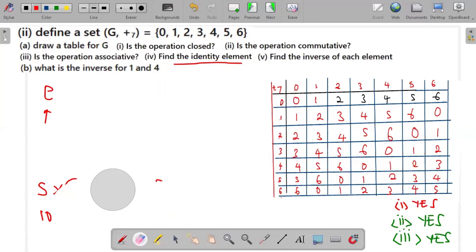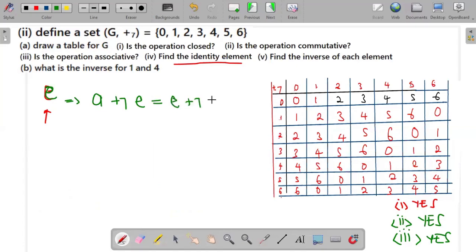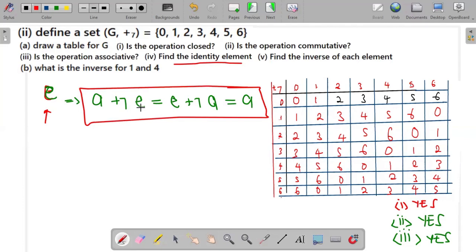Now here we want to find the identity element for modulo 7. The first step is to say let E be the identity element. The way it works is that if I represent any number by A, then A modulo 7 with this identity element should give the same as the identity element modulo 7 A, and this should just give me the same number itself, which is A. So when I combine any element with the identity element, I should get that same element.